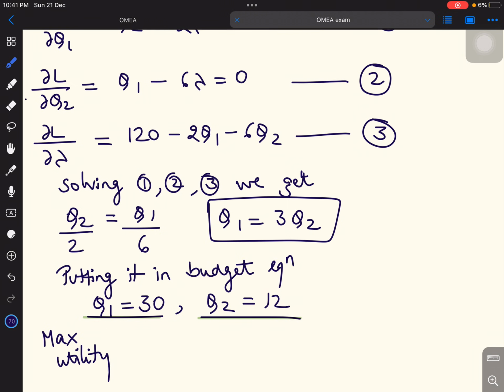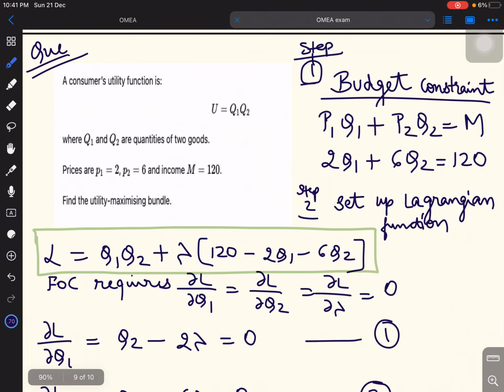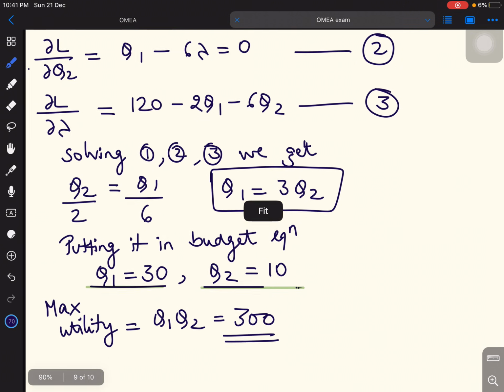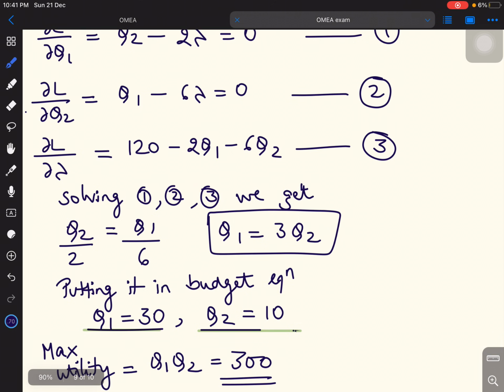The utility function is given to us as Q1 Q2. So this is Q1 = 30, Q2 = 10, because 120 minus 6... so Q1 Q2 is going to be 300. So this is the maximum utility of this consumer, and the utility maximizing bundle is 30 comma 10. So by setting up the Lagrange, we have solved this question.